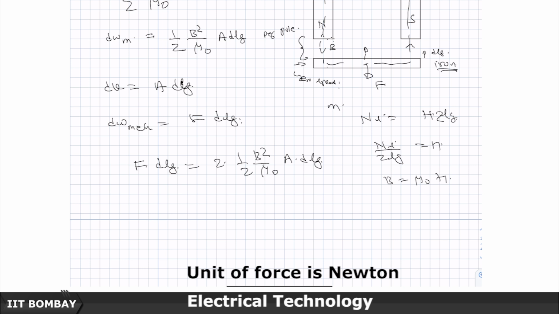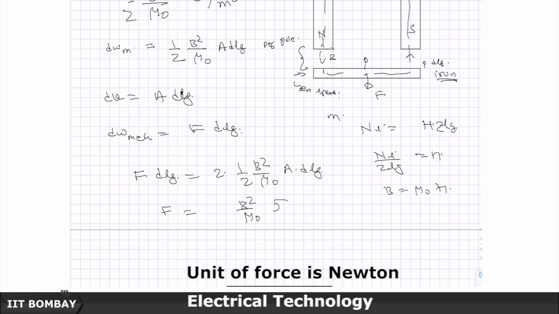So, therefore, F times of this, the change in the work done is equal to the change in the magnetic field energy. So, cancel out the dlg part and you will get that F is equal to half of B square by, sorry, half is not there. This is the force which will be exerted to lift it. So, this is the force to lift up.